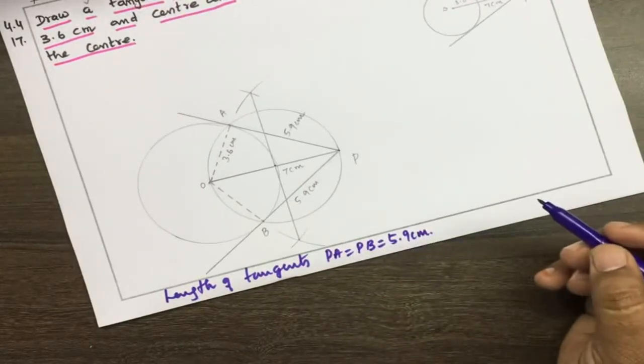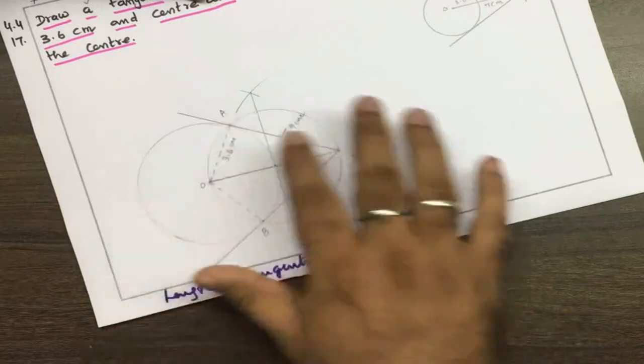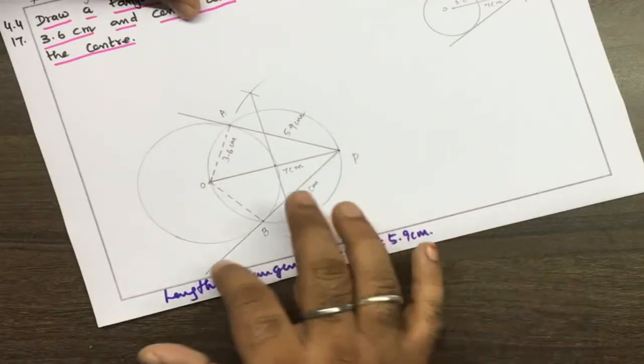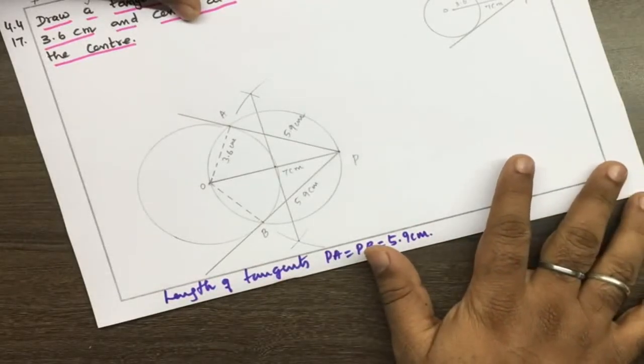We can write the construction steps for the construction of this problem. 5 or 6 points we can write. First point, draw the circle of radius 3.6. Mark the point P 7 centimeter away from the circle. We have to draw the perpendicular bisector of OP by taking more than half as the radius. From the points O and P, we have to draw the arcs above and below the OP.